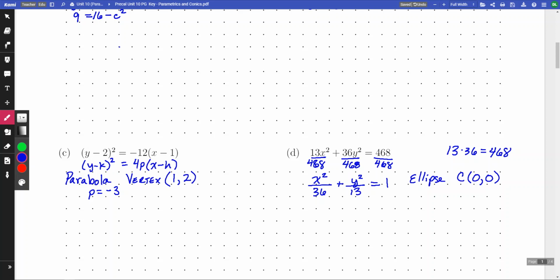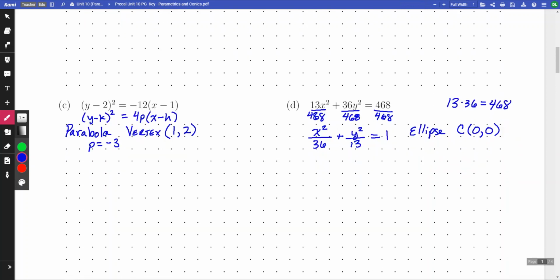We know that we'll have a distance of 3 units from the vertex to either the directrix or the focus, but the negative is going to tell us that we're either going to open to the left or we're going to open up. Or excuse me, open to the left or open down.